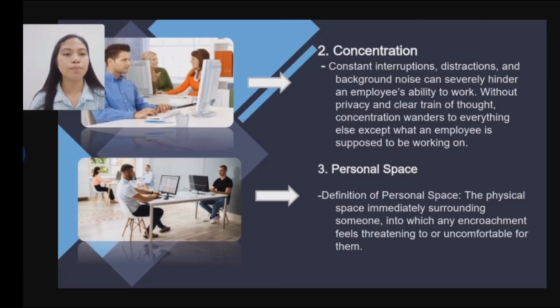Number three, personal space. Personal space is the physical space immediately surrounding someone into which any encroachment feels threatening or uncomfortable to them. So, of course, workers in the office or out of it need their own personal space around them in order to feel comfortable and to avoid revealing business information. Because if an employee does not feel comfortable, then they will not be in the proper mindset to work.